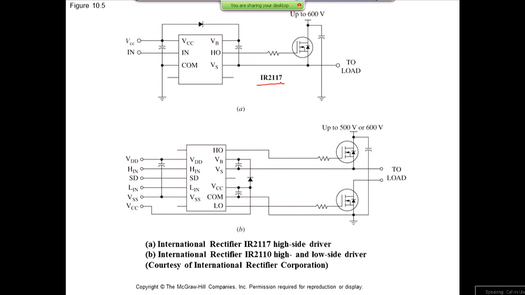And then there are chips out here, which is IR2110, this one, which has one high side and one low side driver in itself. So technically what it does is you can see this transistor, no problem. It's a low side switch because the source is grounded. This one, the source is not grounded.